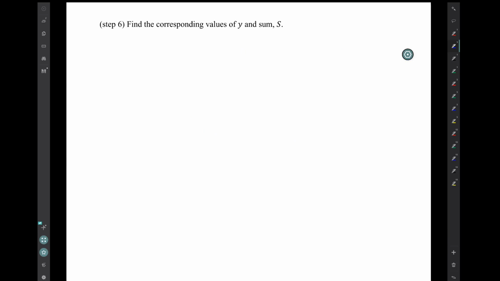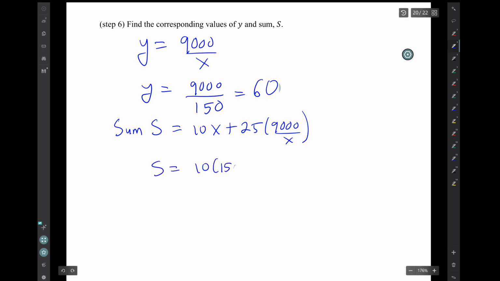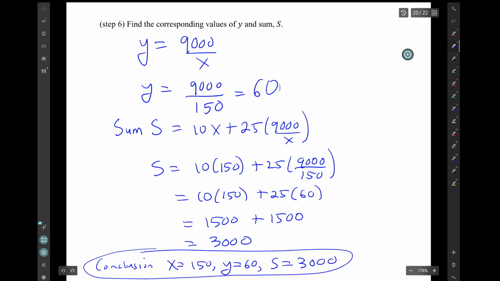Okay, now we have to find the corresponding values of y and of the sum s. Well, remember the relationship between x and y. So the value of the sum is 3,000. The value of y is 60. So in conclusion, x equals 150, y equals 60, and s equals 3,000. All right, that's the end of that example.